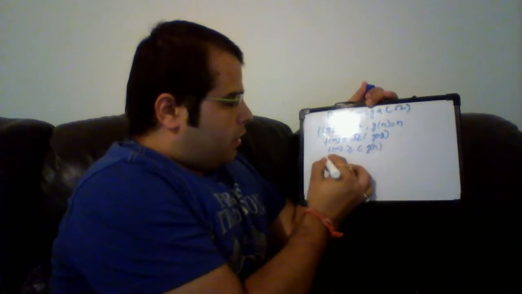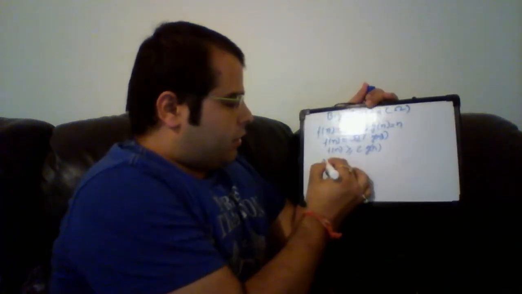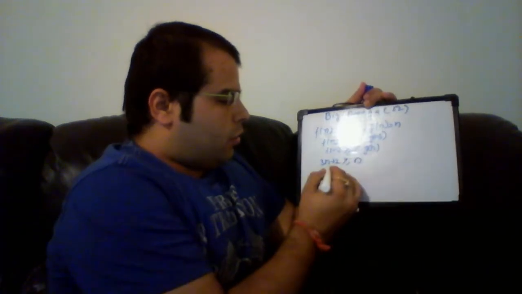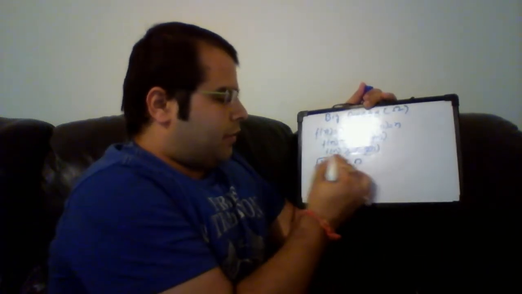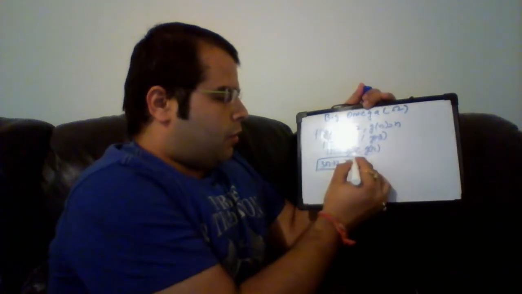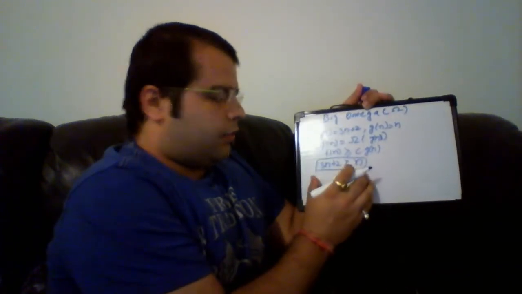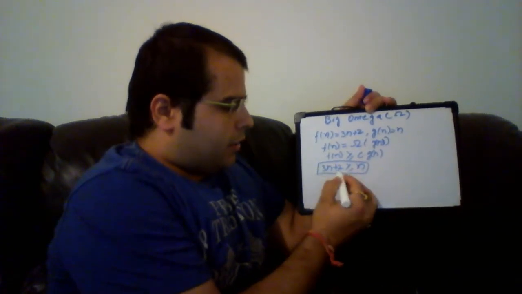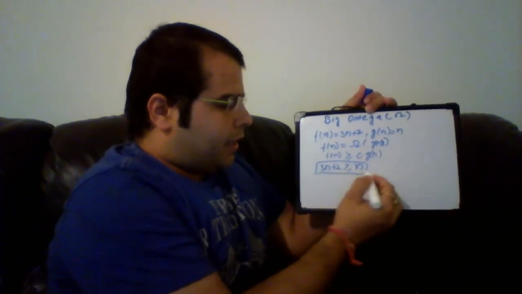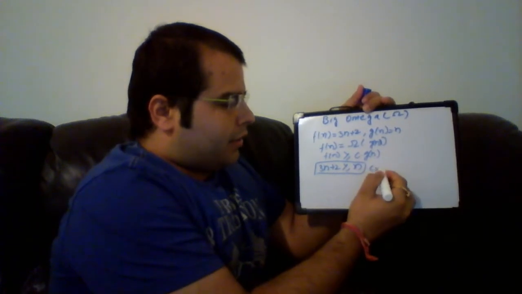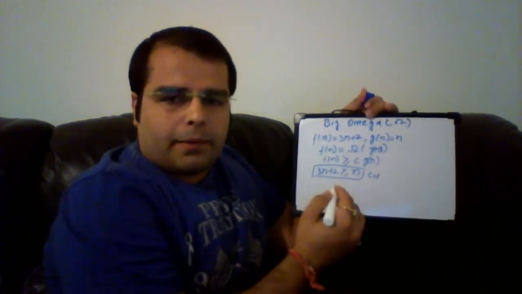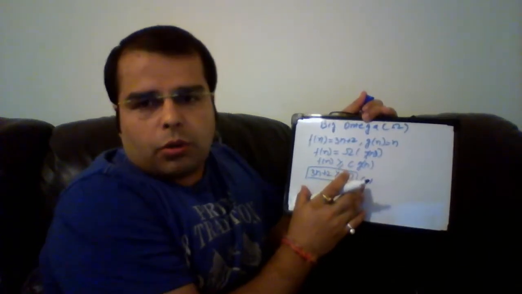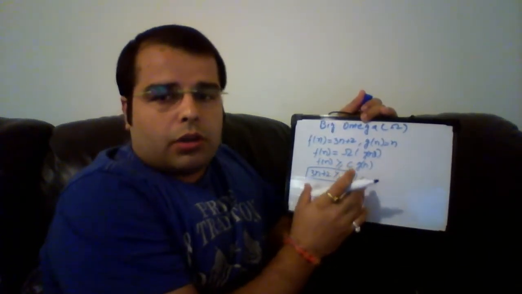Now let's place the values here. 3n plus 2 is greater than n. So this will always be true for the lower bound of n, because we know that this value is going to be greater than n for any c, even if the value of c is 1. Now we have to check whether this condition will hold for n square as well.